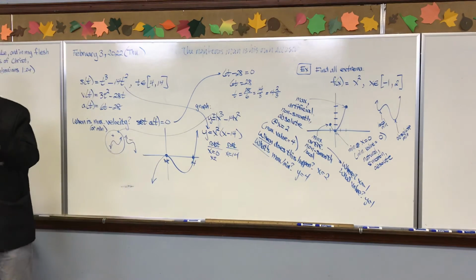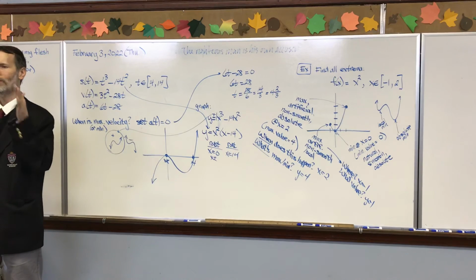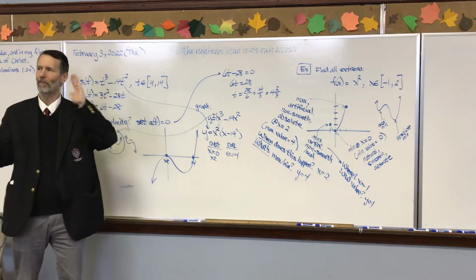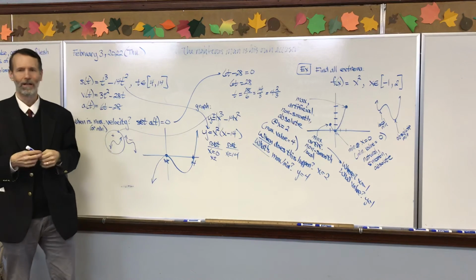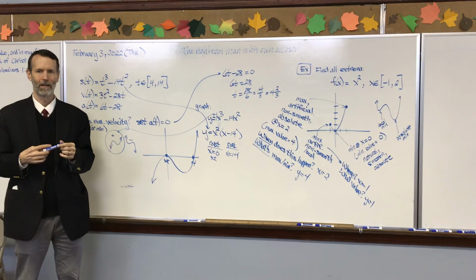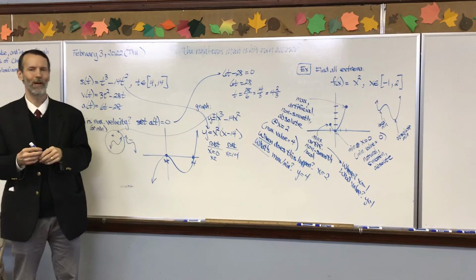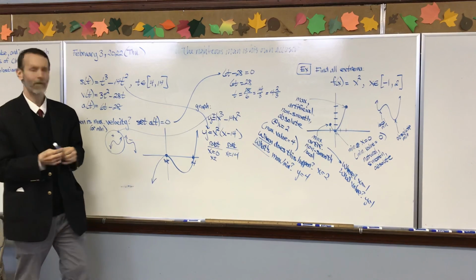Question, how far are we supposed to go? We're not taking the entire graph. We're only going from what to what? Okay? We're going from what to what? We're not taking the whole graph. Look at the original formula. From 4 to 14.